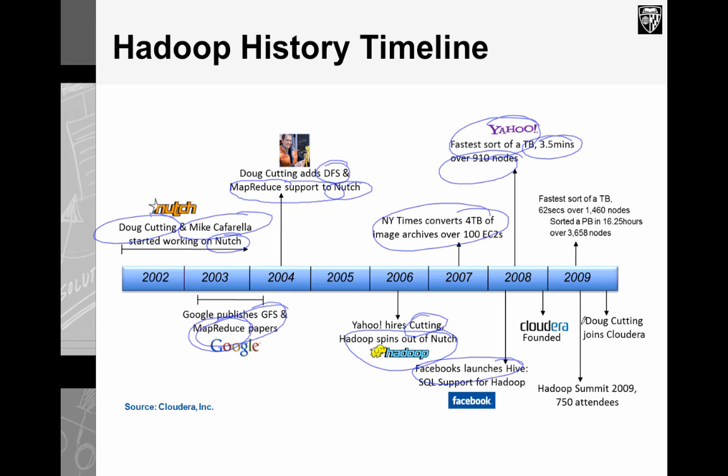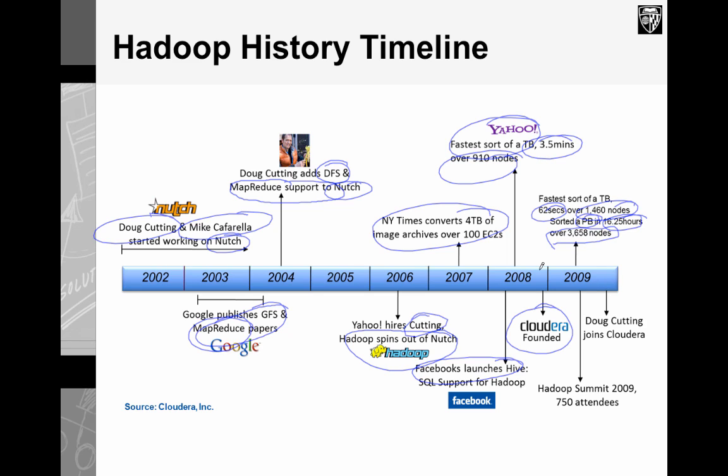In 2008, a company called Cloudera was founded, which started supporting Hadoop in a commercial manner. In 2009, the terabyte sort was achieved using 1,460 nodes in 62 seconds, and a petabyte sort was done in 16.25 hours using 3,658 nodes. As you can see, when Doug Cutting started the project around 2002-2003, they could not scale beyond 10-20 machines. Now 3,658 machines are working together in order to do a petabyte sort.